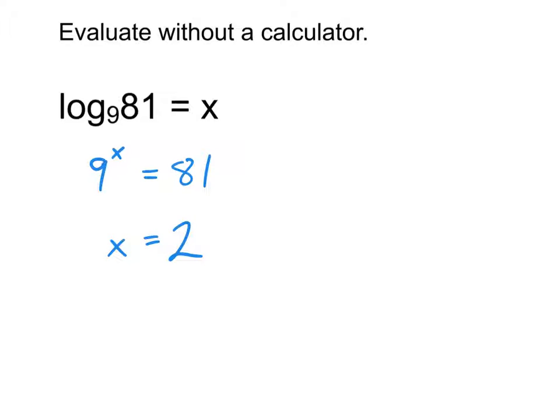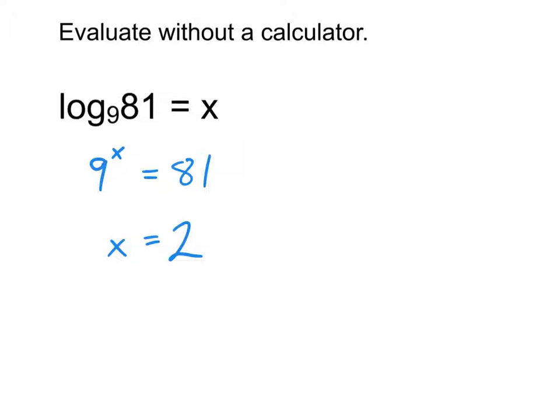Now, it can be awfully tempting to think 9 is your answer, because you're thinking, oh yeah, I just have to multiply the 9 by another 9 to get 81. But of course, x is the exponent. It's saying I have to multiply 2 9s together to get the 81, so that's why it's the 2.